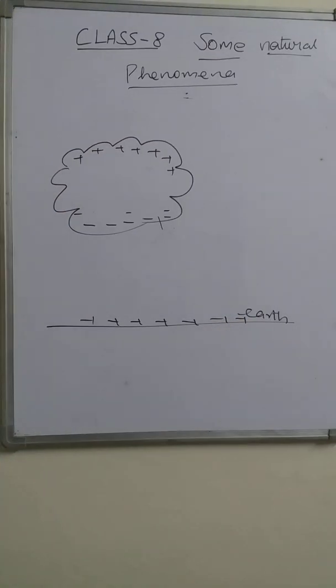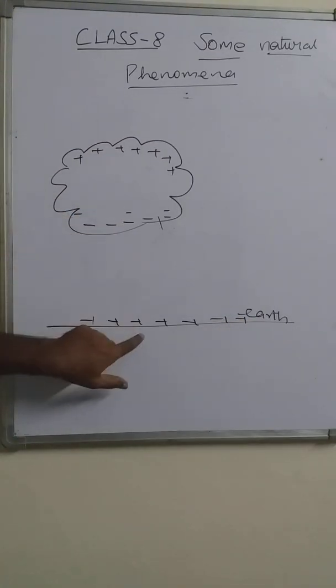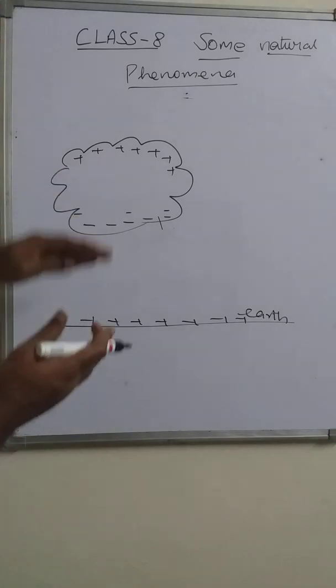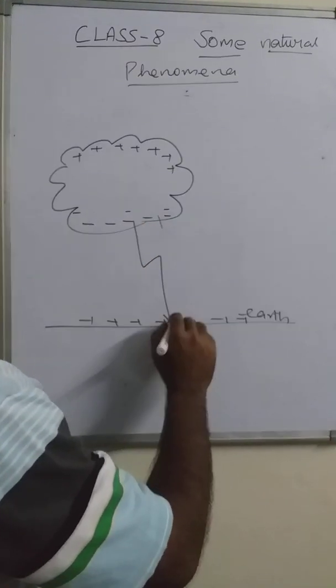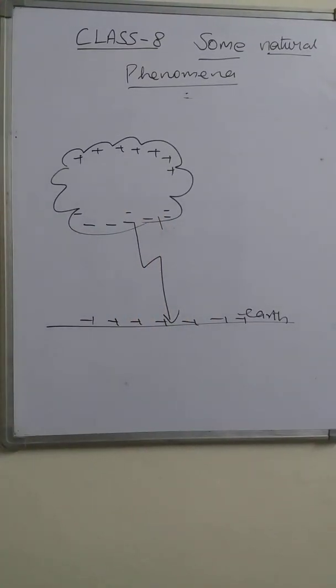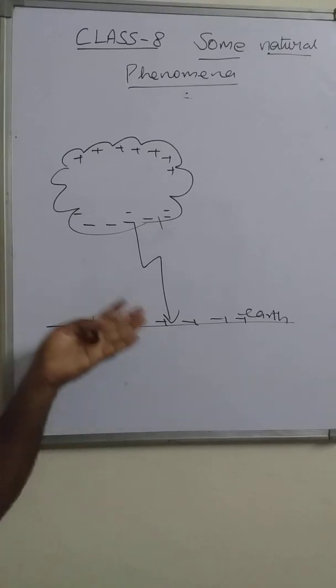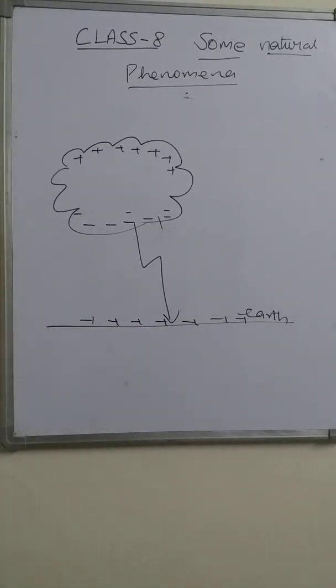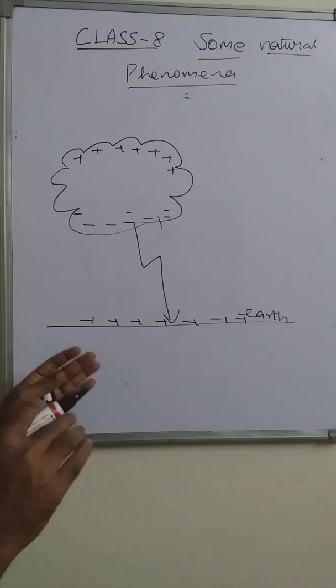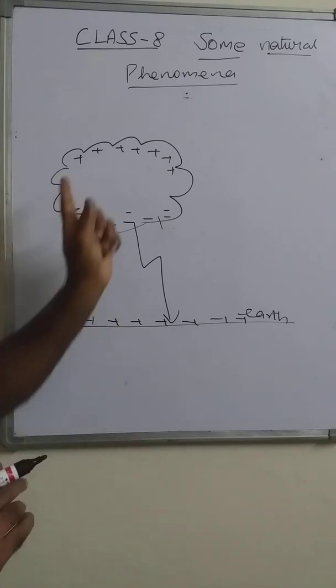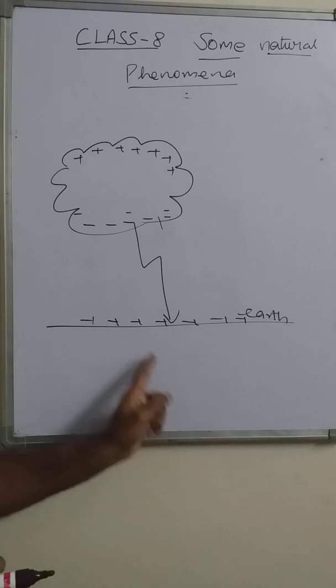of Earth. Due to this, the two opposite charges are coming closer to each other. Then what happens? The electrical discharge takes place between the cloud and the earth. That means the charges start to flow from the cloud to earth. This is what we call lightning taking place between the cloud and the earth.